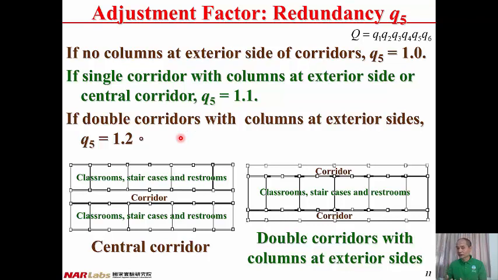If there are double corridors, two corridors, and both corridors have columns at the exterior sides, then Q5 equals 1.2. The redundancy is so good, and the floor area is not that high. Therefore, Q5 equals 1.2, and transverse to the corridor there are totally 1, 2, 3, 4 columns. Therefore, the redundancy is so high. Then we have the adjustment factor Q5 equal to 1.2.